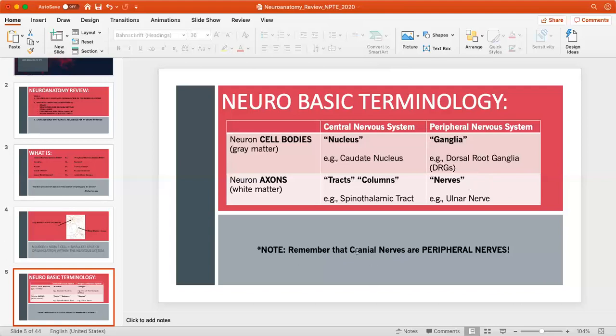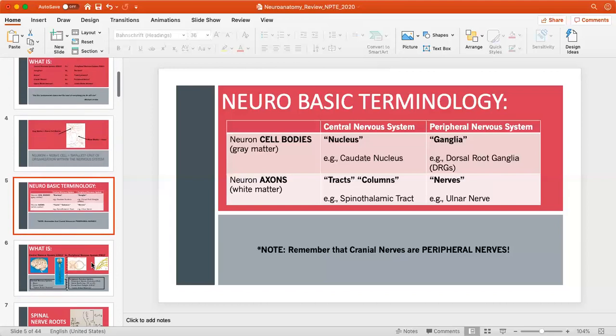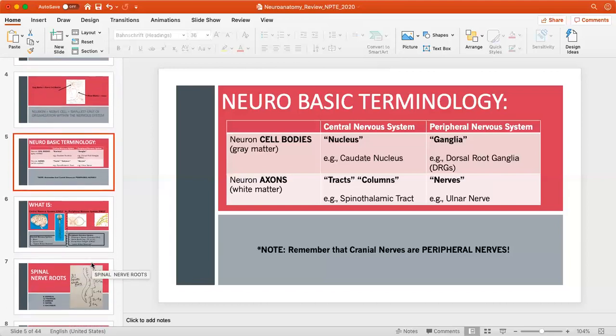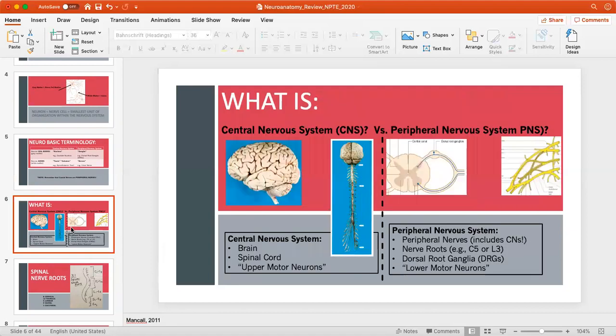And remember that cranial nerves are peripheral nerves. So cranial nerves are peripheral nerves that exit the brainstem, versus peripheral nerves that exit the spinal cord. Cranial nerves are going to exit from the brainstem, so they're still peripheral nerves, though. They still could have a motor function, a sensory function, or both, and they're going to be within the peripheral nervous system by definition.